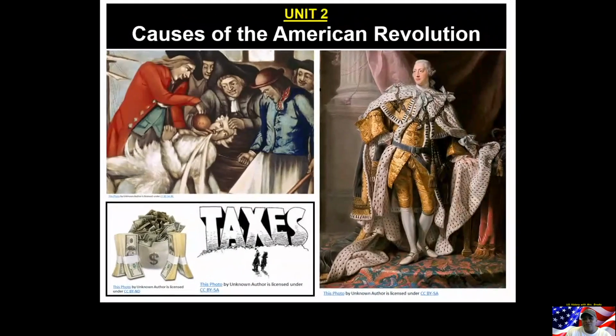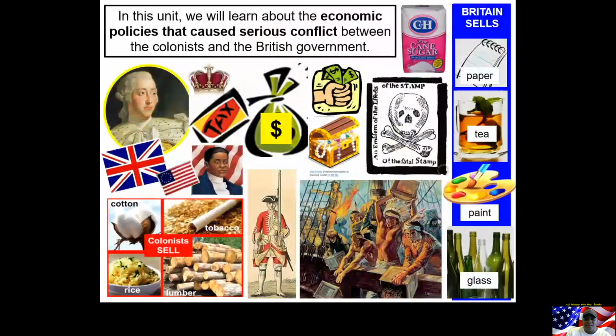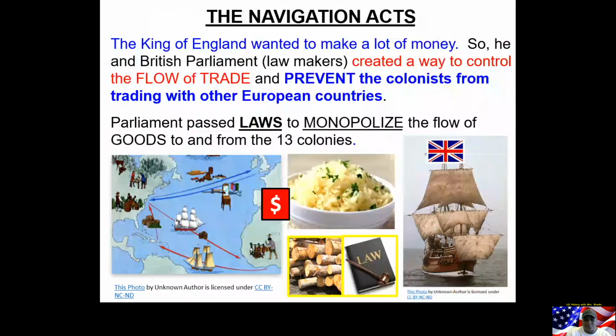Today, I'm going to be teaching Unit 2 of 8th grade U.S. History, and this unit is called Causes of the American Revolution. In this lesson, I'm going to talk about the economic policies that caused serious problems between the colonists who were living in a new world and their government that was back in Britain. Let's get started with the Navigation Acts.